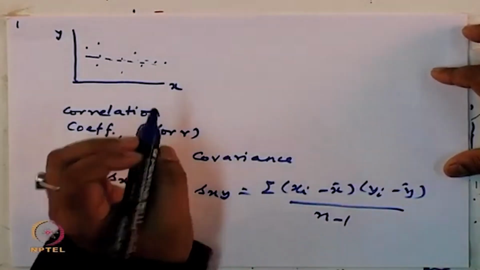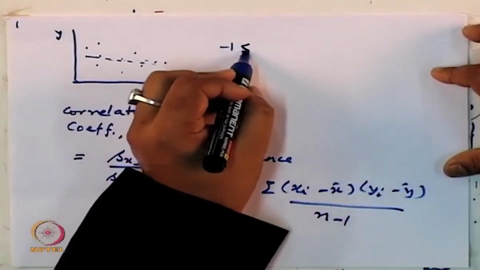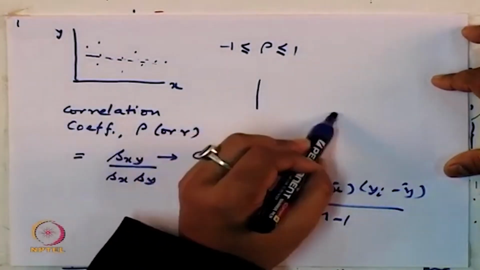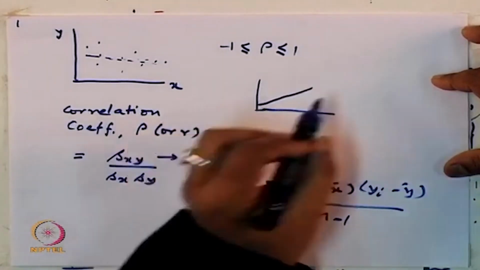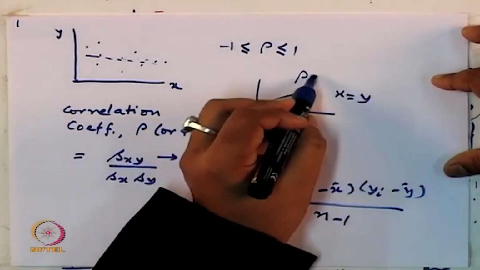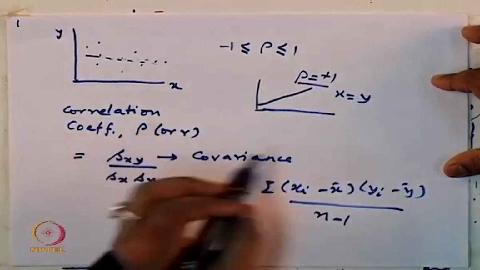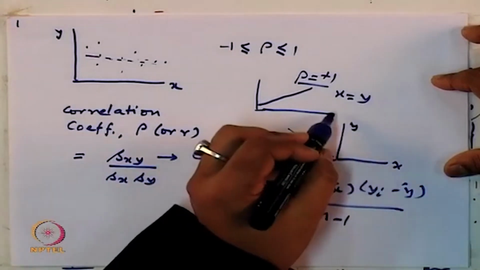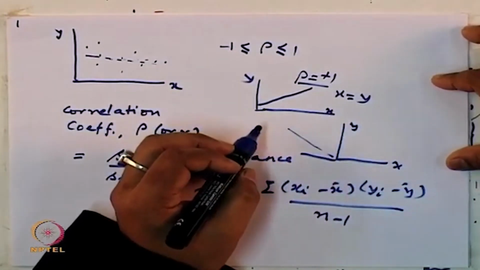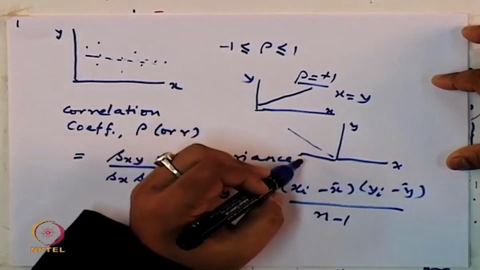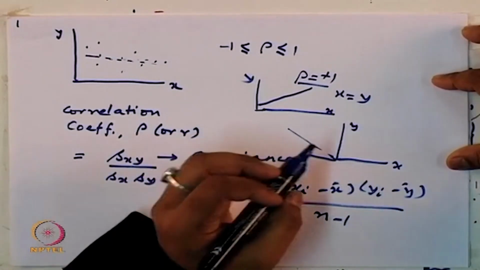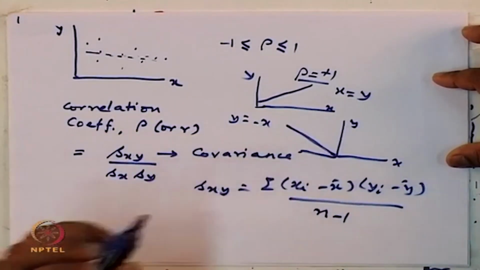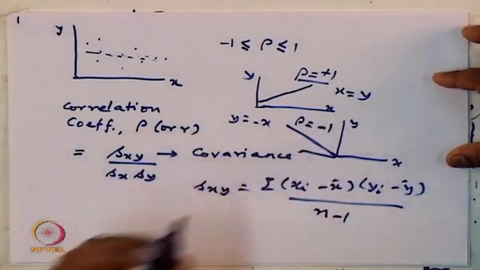We also discussed that the correlation coefficient is bounded between -1 and 1. For two variables which are perfectly correlated, for example, if we take x equal to y, my correlation coefficient is going to be +1, versus if I take x equal to -y, this is my x, this is my y, then you have this particular line, y is equal to minus x. In this case, my correlation coefficient is going to be -1.